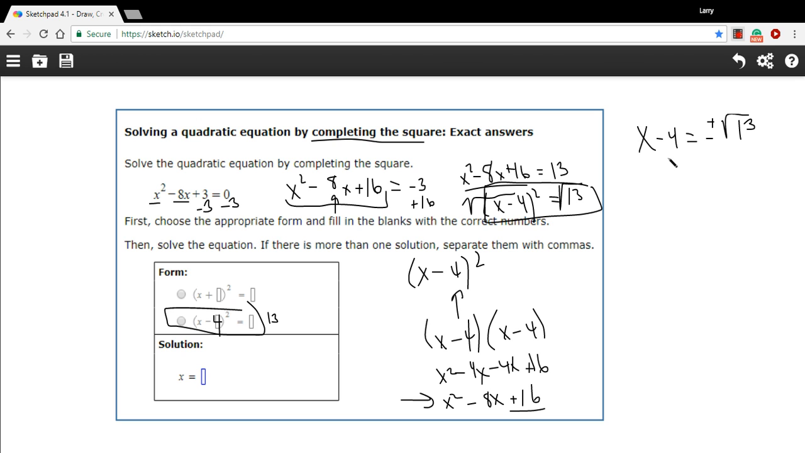And then to solve this for x, we just need to add 4 to both sides. So x equals 4 plus or minus the square root of 13. If you're entering the solutions separated by a comma, you would just say 4 plus the square root of 13, comma, 4 minus the square root of 13. So that is a first stab at how to complete the square to solve a quadratic equation.